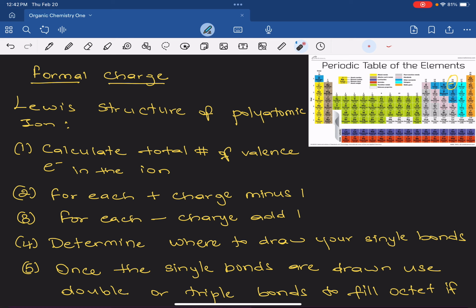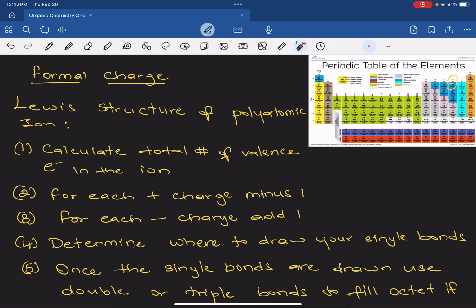One, first thing you need to do is calculate the total number of valence electrons in the ion. That's one. Two, for each positive charge, subtract one, right? That's for each positive charge on the ion. For each negative charge, add one. So for example, if your polyatomic ion has plus two, it means you subtract two.